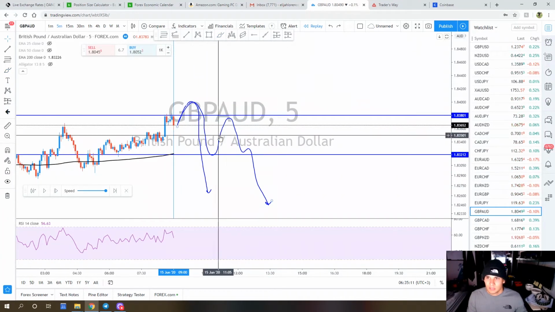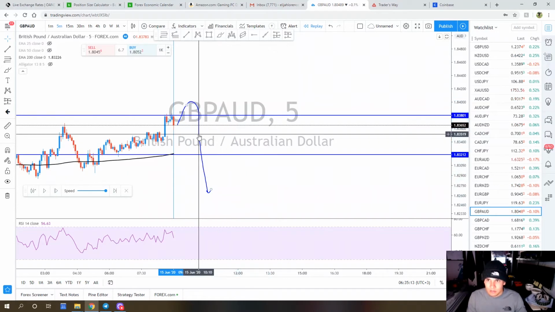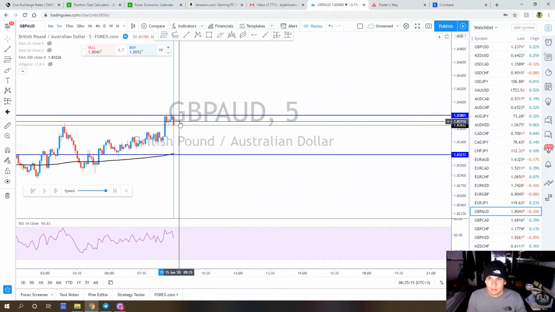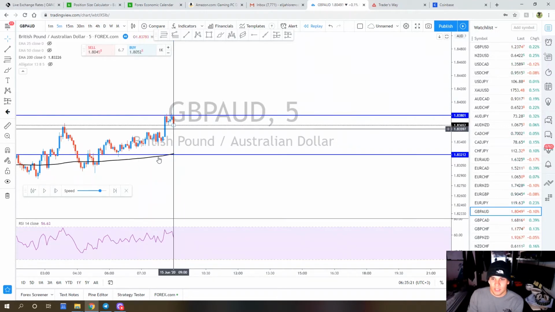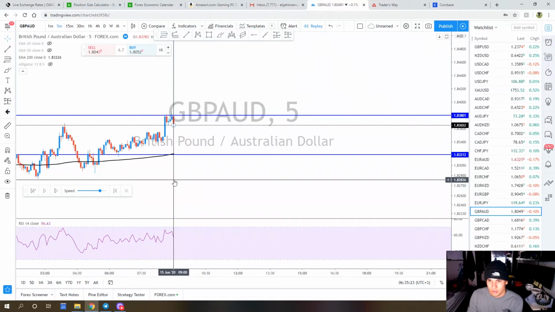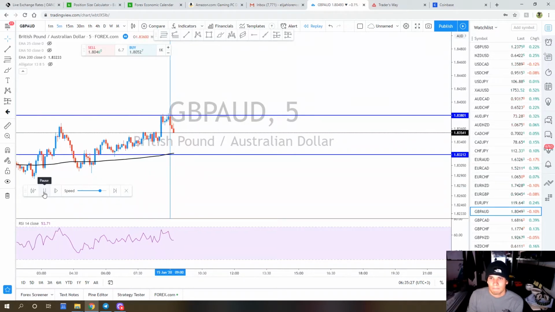Shoot, this drawing tool annoys me sometimes. So let's see what happens. Let me slow the speed down since the London session just started on this time period, which was June 15th. What day is it? So last week. Okay.